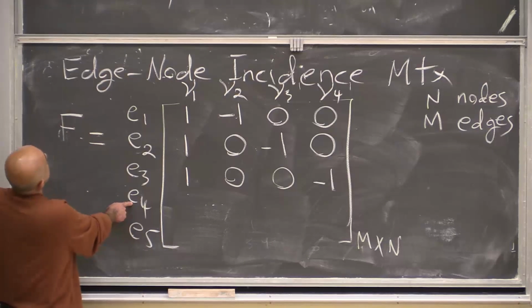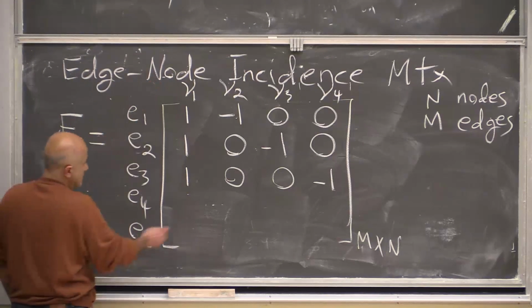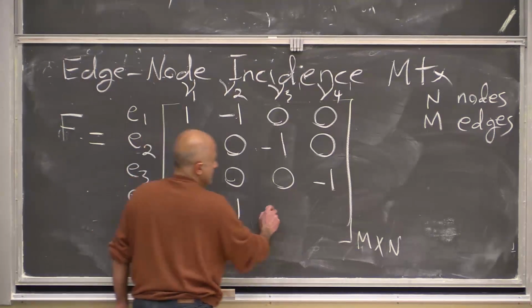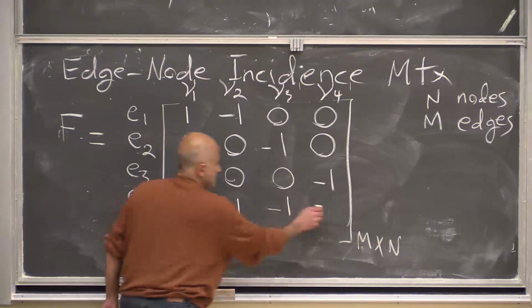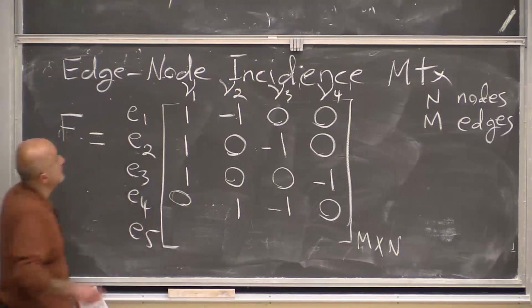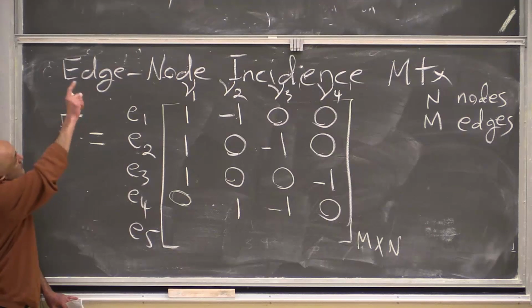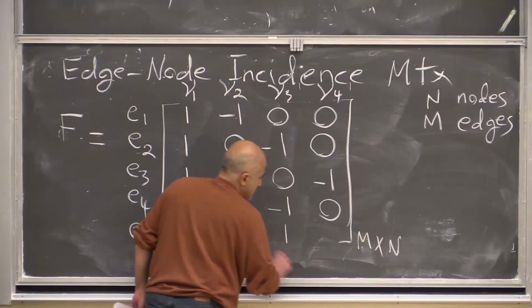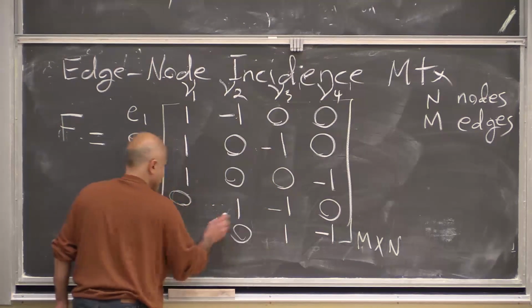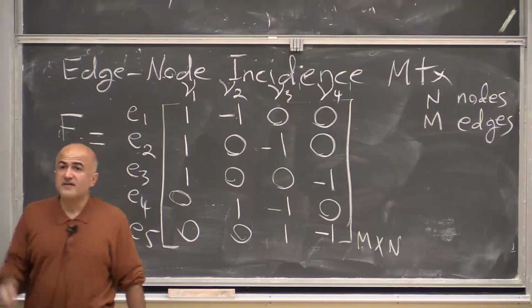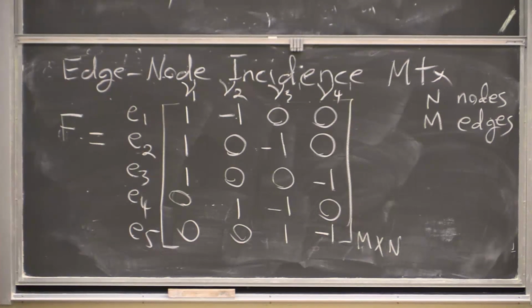So edge 4 goes from 2 to 3. So 2 takes a +1, and 3 takes a -1. These other two take zeros. And edge 5 goes from 3 to 4. 3 takes the +1, and 4 takes the -1. Okay? So given the graph, you should be able to construct the incidence matrix.